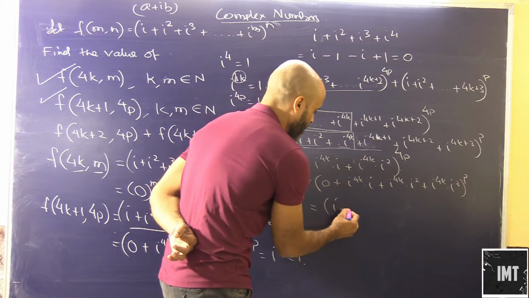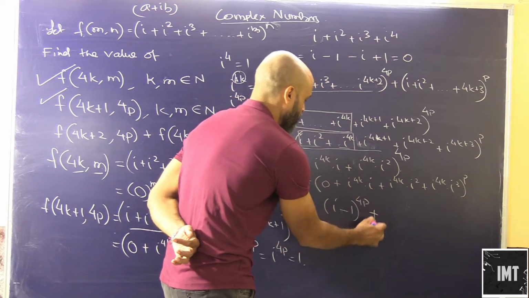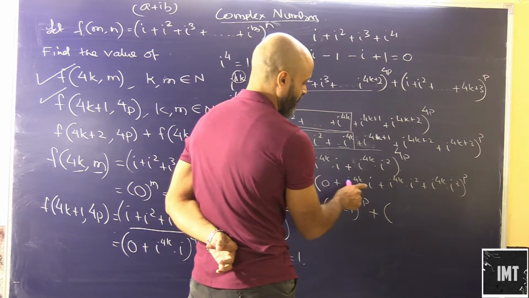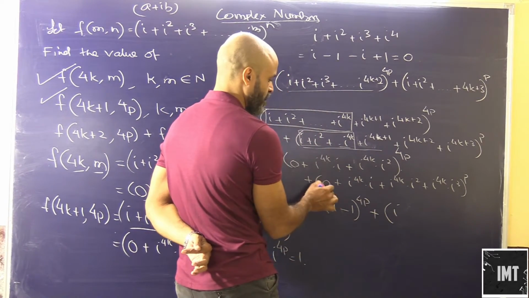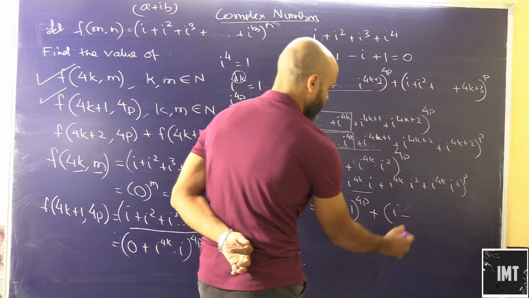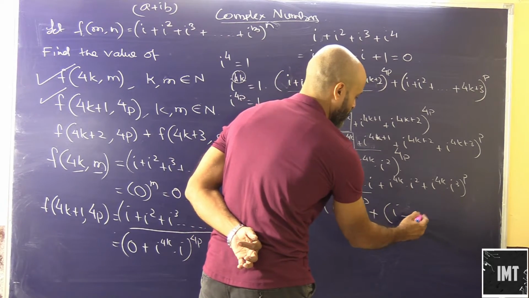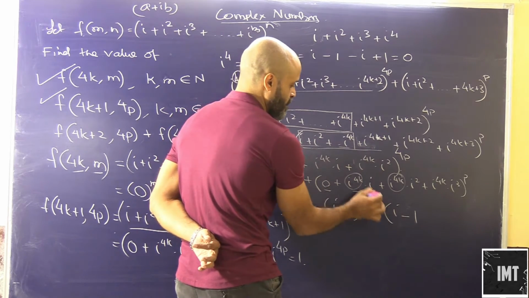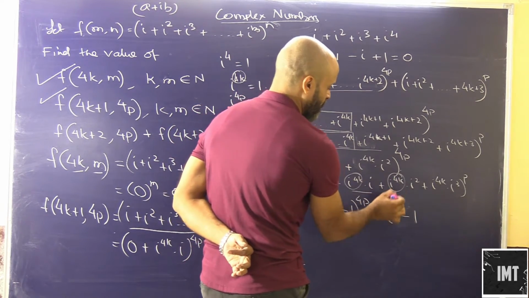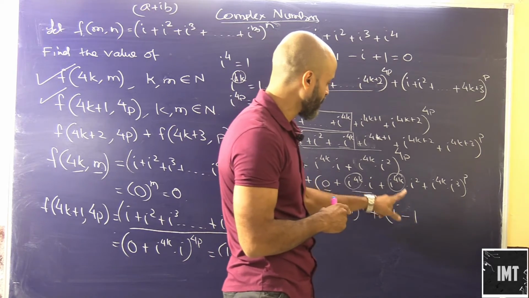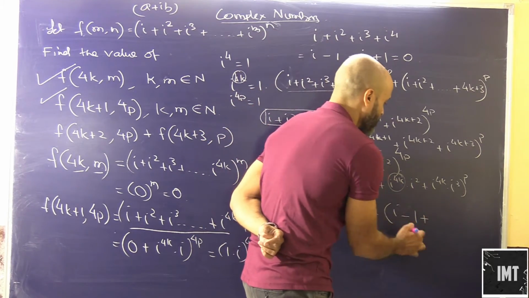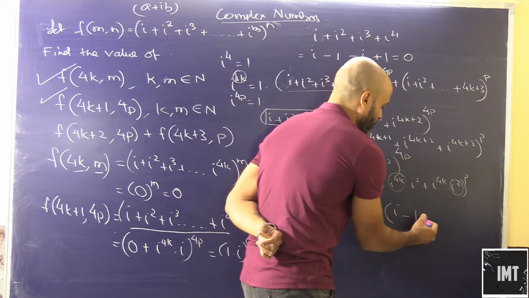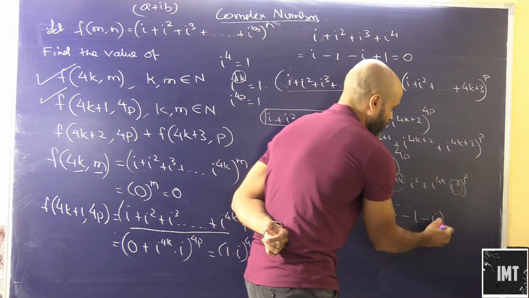This will be minus 1 to the power of 4p, plus i^(4k), this will be 1, this will be i, this is 0, i^(4k) into i minus, i^(4k), this will be minus 1 because this is 1, this is 1. So i^(4k) is 1 into i, minus i squared becomes minus 1, i^(4k) is 1, plus i^(4k) into i cubed. So this will be i cubed, this will be 1, this will be 1 and this will be minus i, to the power of p.